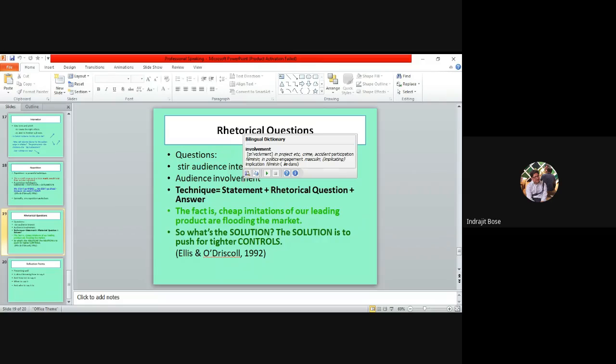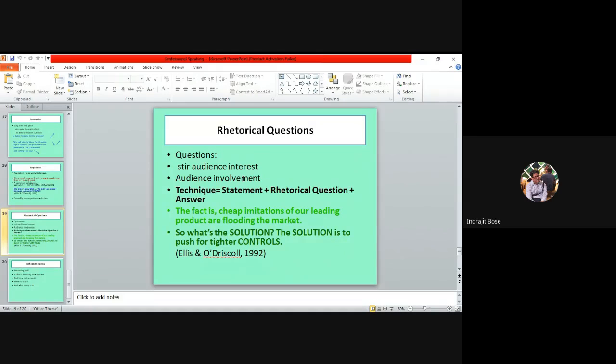There are also questions which are called rhetorical questions. This is another technique. We know that rhetorical questions are questions to which the answers are contained in the questions themselves. So they stir audiences' interest and involvement, and they have a technique like first is the statement, then the rhetorical question, then the answer. Like, for example, the fact is cheap imitations of our leading products are flooding the market. So what's the solution? The solution is to push for tighter controls.